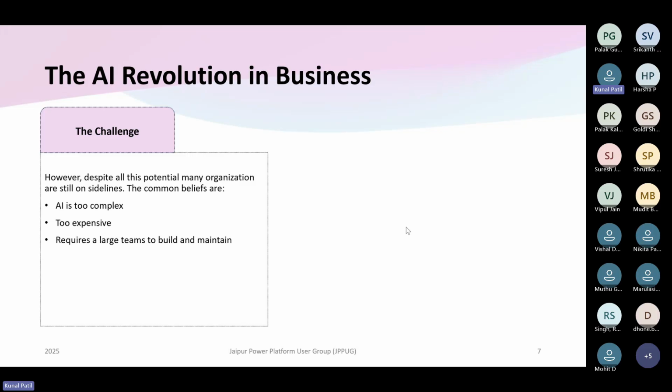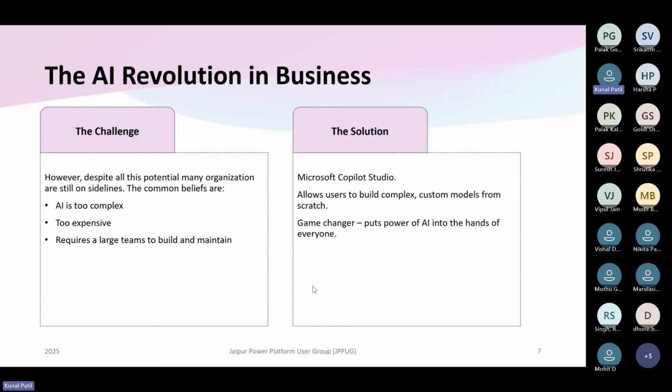That's where Microsoft Copilot Studio comes into the picture. It's a low code, no code platform solution where you don't need to build any complex or custom models from scratch. It's a game changer because it puts the power of AI into everyone's hands. You can create your own AI powered agent, and it can be tailored to specific business requirements as well. This platform is the key to closing the gap between the promise of AI and its practical application. So we'll see that side of Copilot Studio itself.